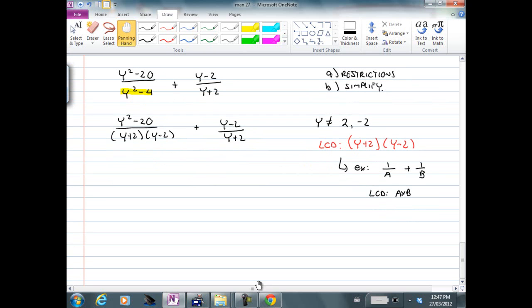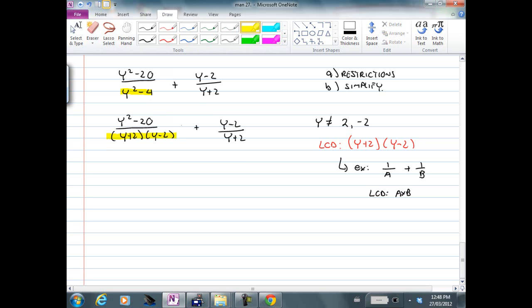I'm going to pause it again and just let you have a go. I had a good question. A student asked, Mr., can I cancel this y minus 2 with this y minus 2? The answer is no. The reason why is because this is add. You can only cross things out if you're multiplying. So we're going to do the LCD. Look at this one. It's y plus 2, y minus 2 already. I can't do anything to it.